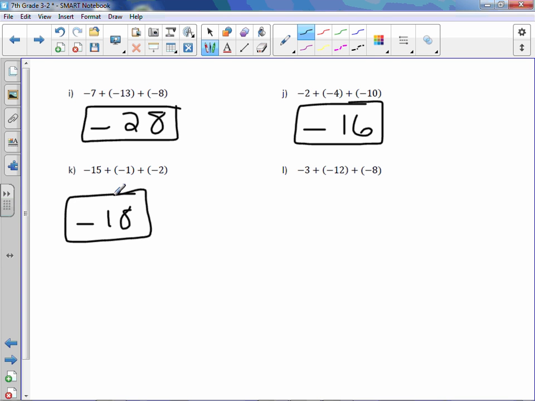Letter L, -3 plus -12 plus -8. They're the same sign sum. Add them up, keep the sign. 3 and 12 make 15. 15 and 8 make 23. So -23.